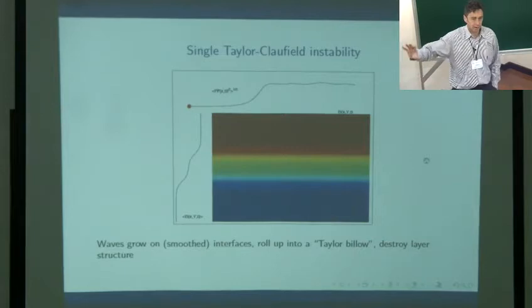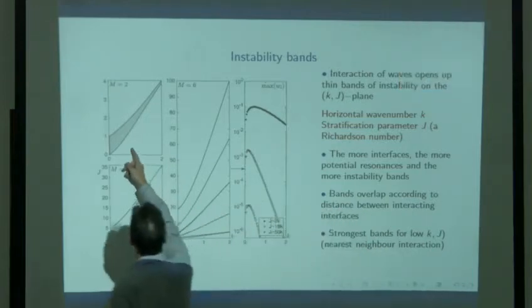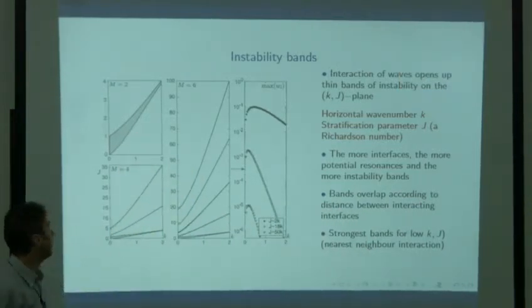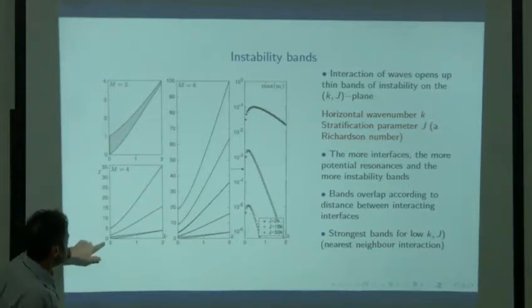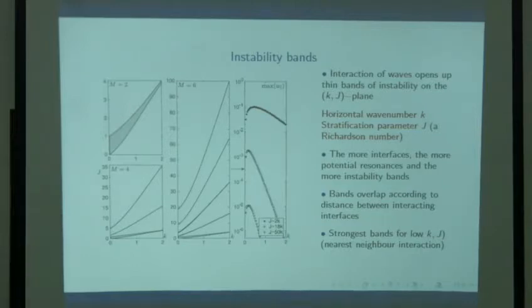Okay, so that's what happens with just two interfaces. So, what happens if you have more interfaces? Well, this is with two interfaces. So 2 interfaces, 4 interfaces, 6 interfaces, and you can keep on going. What's plotted here is the horizontal wave number against J. That's a stratification parameter. It's a local Richardson number.